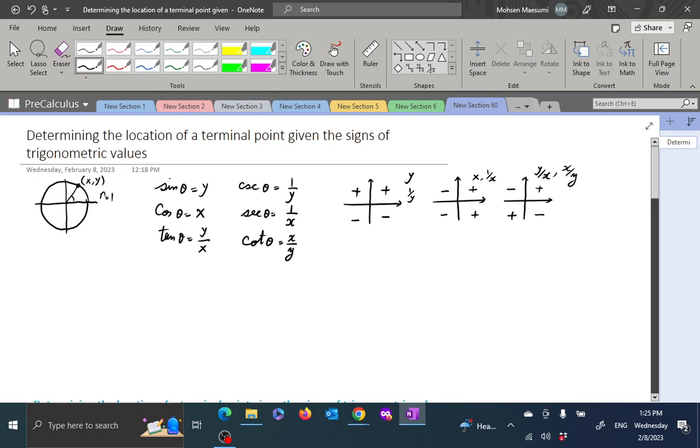Well, y was sine, as well as cosecant. So sine or cosecant: first quadrant positive, second quadrant positive, third negative, fourth negative. X matched with the cosine. So cosine has plus, minus, minus, plus, and same deal with secant. These two match with tangent and cotangent. So if you have tangent or cotangent, the signs go plus, minus, plus, minus.